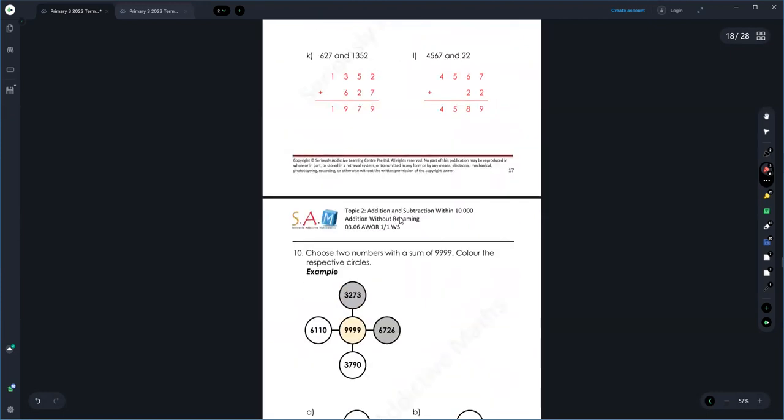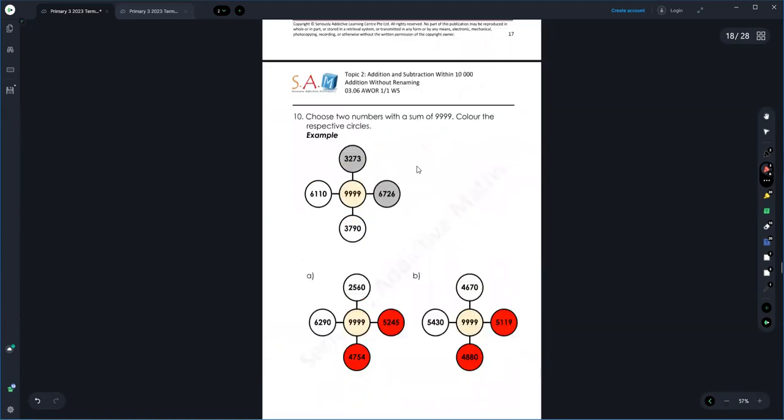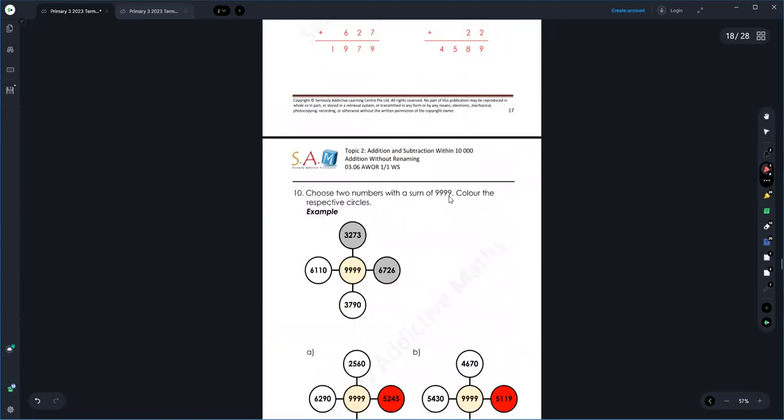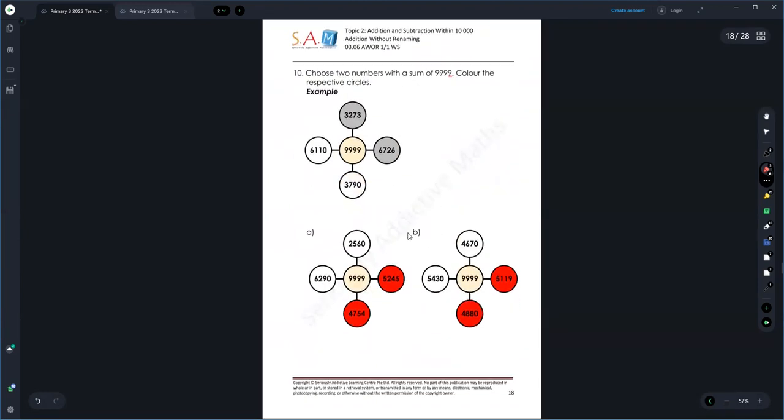Color 2 numbers with a sum of 9,999. They have to do trial and error, but of course it's calculated, because in order to get 9,999, you need to have 9 ones. So among all these numbers here, which ones add up to give you 9 ones? It seems that there's only 4 and 5. So please go through this with them. This is important for the later questions.